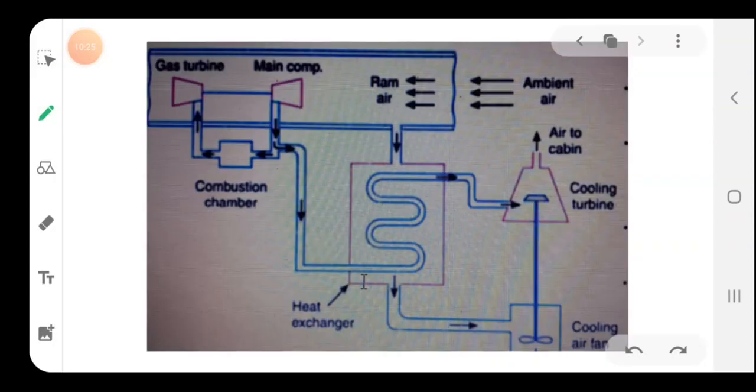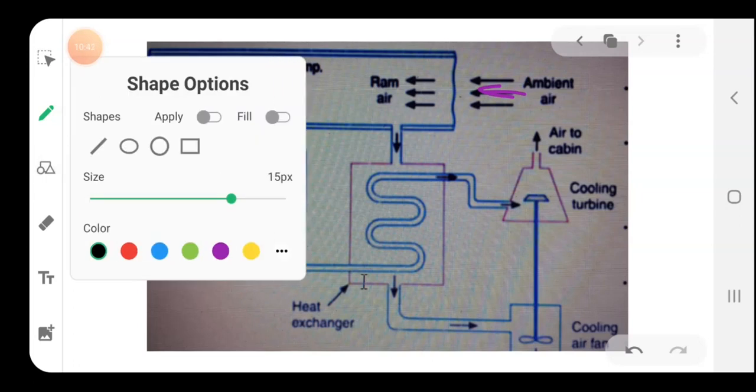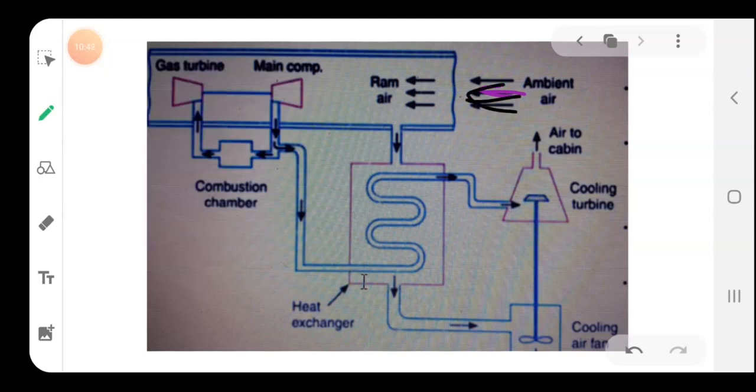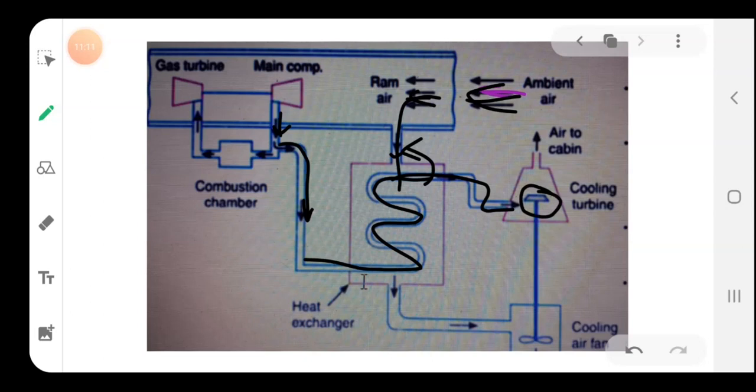So students, this is a better picture showing the simple air cooling system. The ambient air comes and it is rammed here. Some of the rammed air bypasses this way and moves through this. Okay, since this is compressed air and this is rammed air, there will be some heat transfer from this air to this air. So this air will get cooled, and it will again get cooled by what?